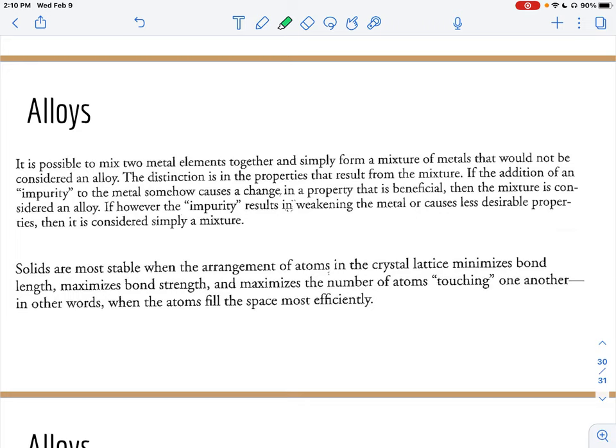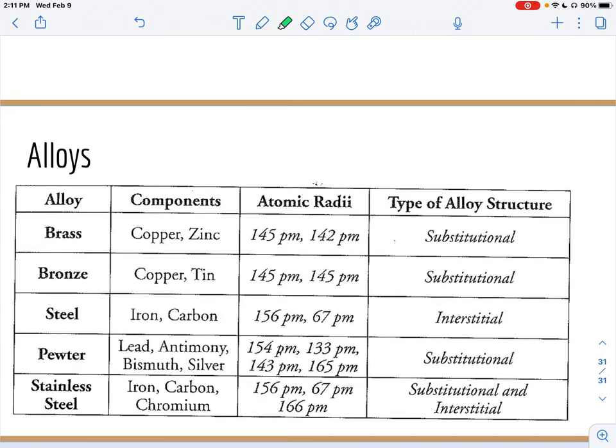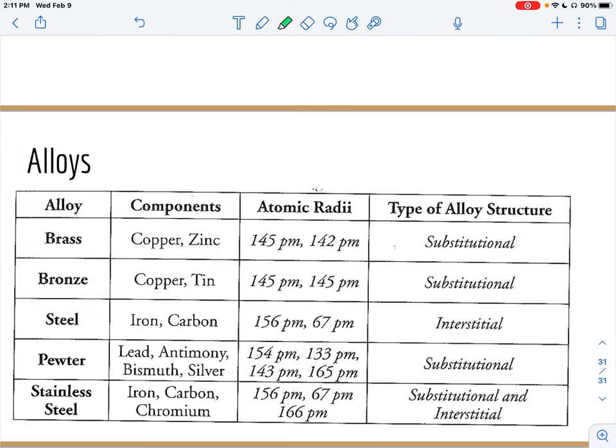You can kind of read through this. Solids are always going to be more stable when the atoms are filling the space more efficiently. Something important to know is that an alloy is when we are actually strengthening the metal. If we weaken it, we're just calling it a mixture. So here are some alloys and the type of structure. You can tell the difference.